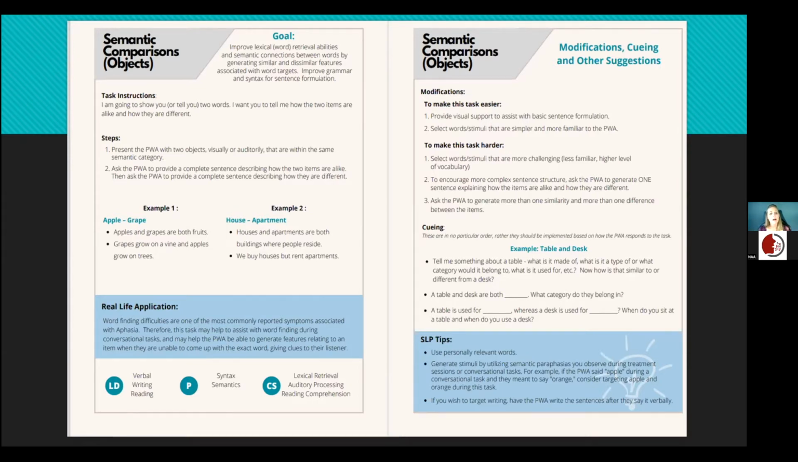And then I sort of appreciate the real life application that's in that blue box, because I think it can be hard sometimes. Some of the tasks that we're working on, it can be hard to make a connection to, okay, how is this going to help me be a better communication partner? You know, how is comparing an apple and a grape really going to help me talk to my friend about the football game? And so that needs to be explained. And again, it goes back to, if the person with aphasia doesn't understand why they're doing what they're doing, they don't see the value or the purpose in it, they're not going to keep doing it. And who can blame them? So that's just an example of our workbook.